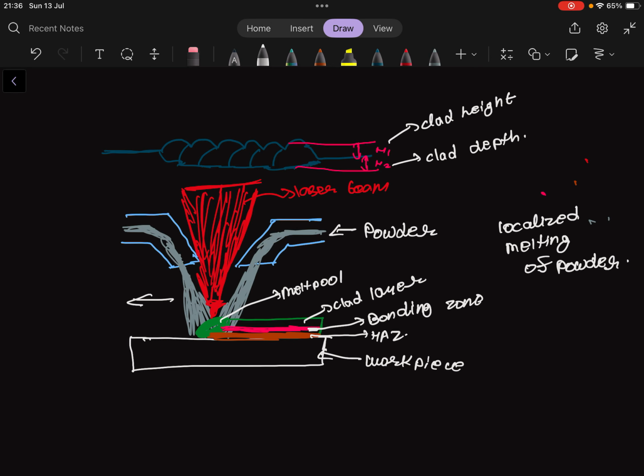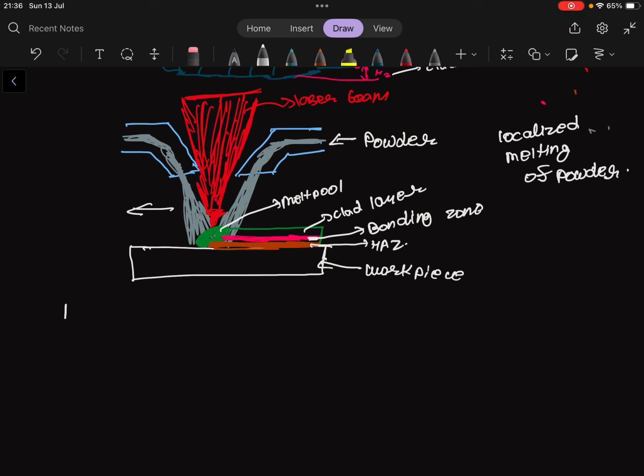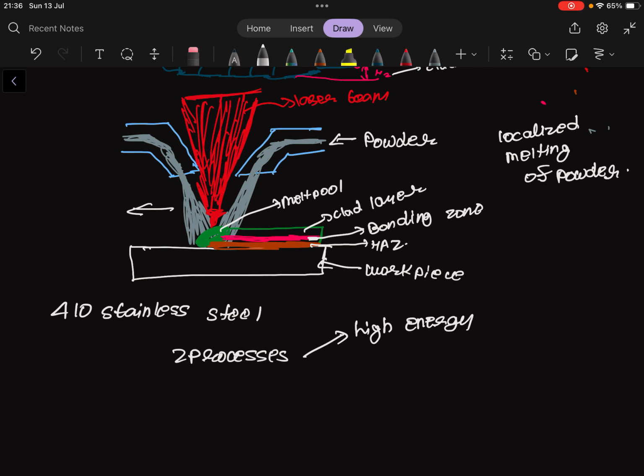Let's see a case study where we take a turbine blade made of 410 stainless steel, and we apply laser cladding at optimized parameters. Basically we have two types of process on which we are going to focus: the high energy and the low energy process.